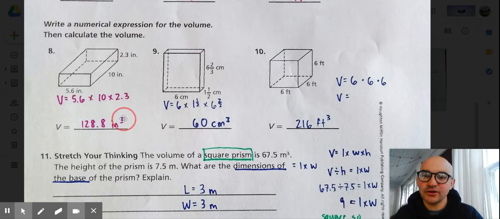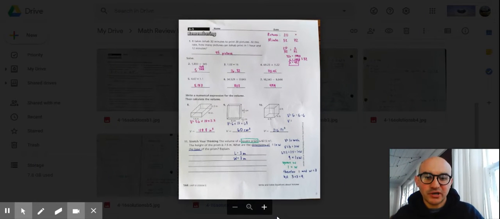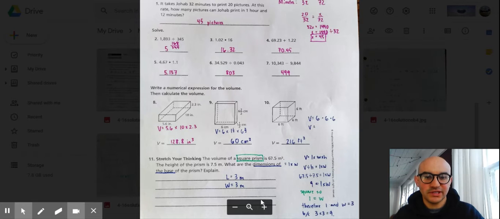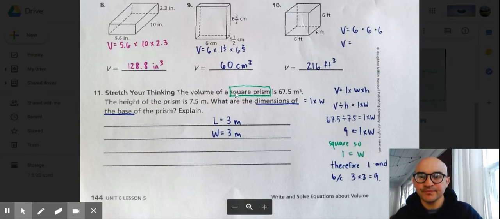Okay, make sure when you're writing your answers, if you notice, all my units are raised to the 3rd power, because volume is measuring how much space it takes up across 3 dimensions. And then here for number 10, my volume equals 6 times 6 times 6. I get a final value of 216 feet cubed. Okay, pretty straightforward problems. We had one really hard paper today and one that was much, much more manageable.